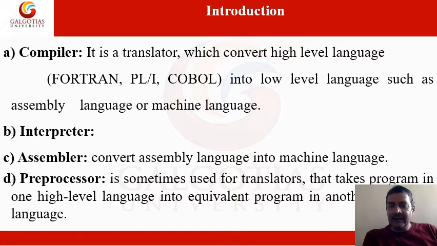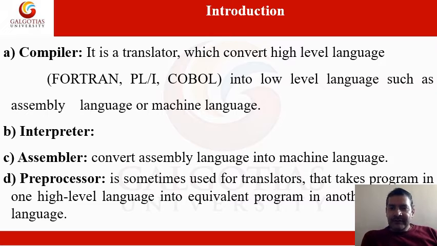Likewise, an interpreter is again a kind of translator which converts a high level language into a low level language. But a compiler compiles your program, whereas your interpreter will interpret it, with line by line execution of your source code. Third one is the assembler, which converts the assembly language into the machine language. Again, it is a kind of translator, but it will convert your assembly language into machine language. And the last one is the preprocessor.